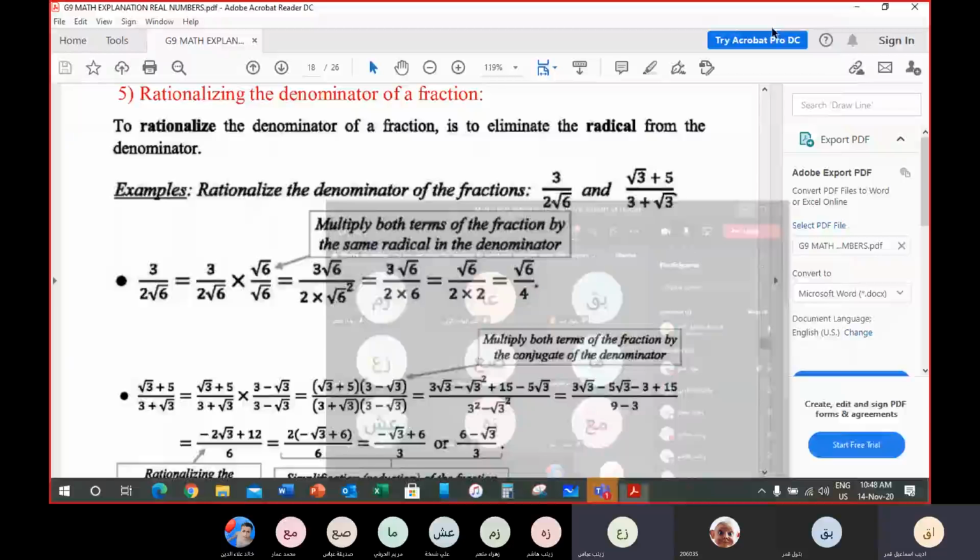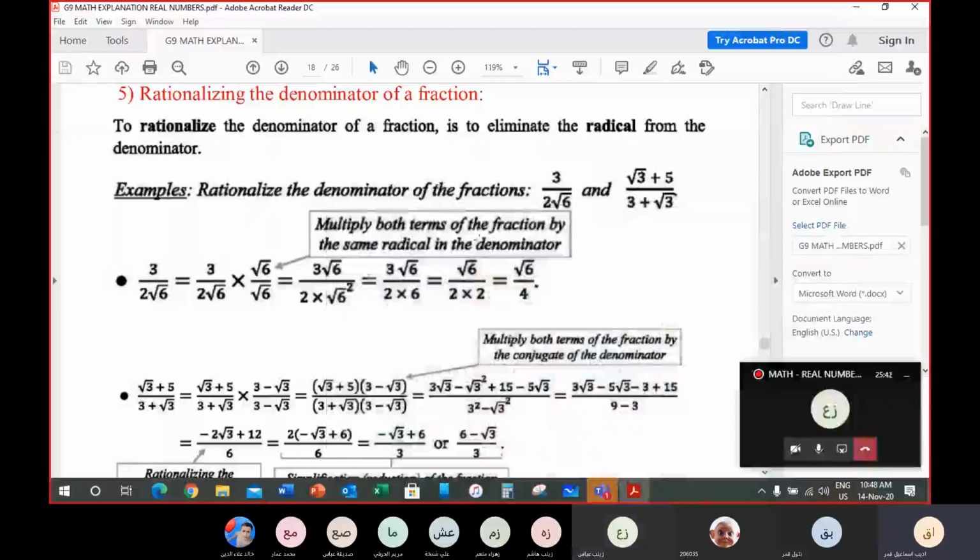So to rationalize the denominator of a fraction is to remove the radical from the denominator. For example, 3 over 2 radical 6: we multiply both the numerator and the denominator by radical 6, the number that removes the radical. So here we get in the numerator 3 radical 6, over 2 radical 6 times radical 6, which equals 2 radical 6 squared.